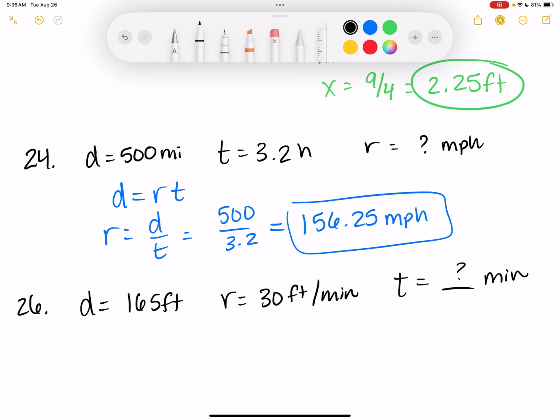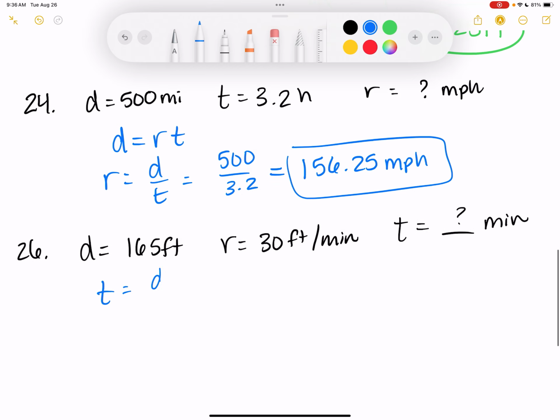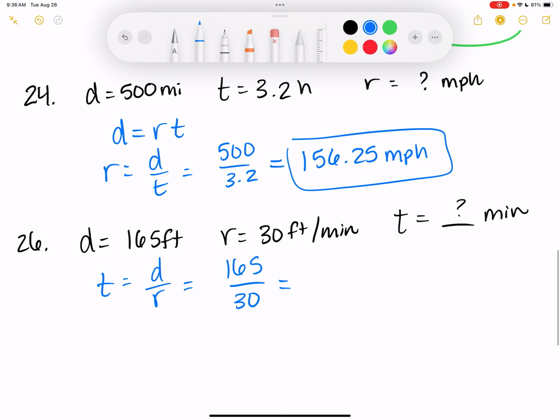15 minutes? No. So it would be, I'm not going to rewrite the actual thing, but T equals D over R. So 165 divided by 30. It's 5.5 minutes.